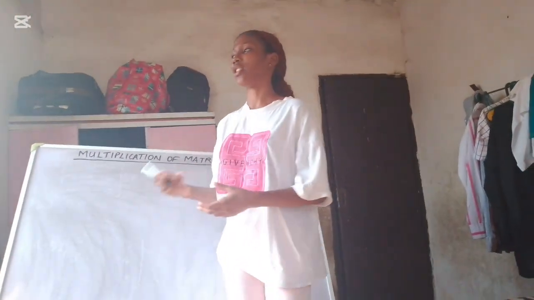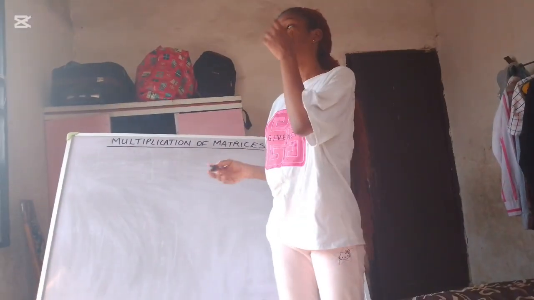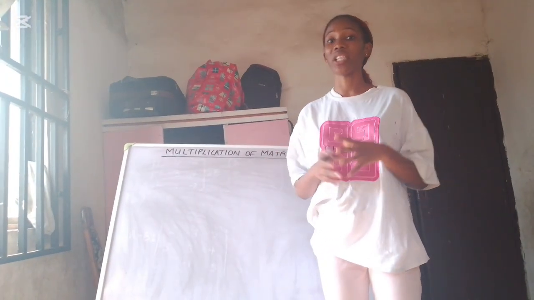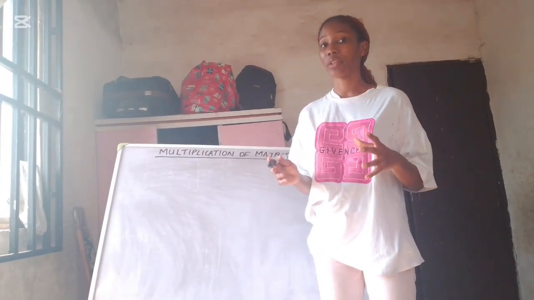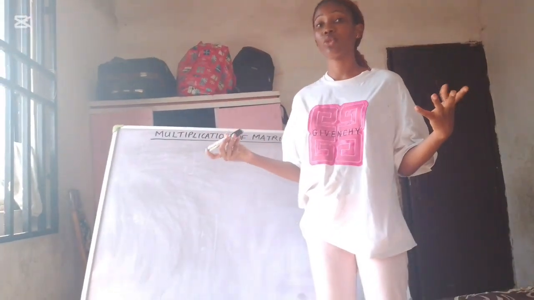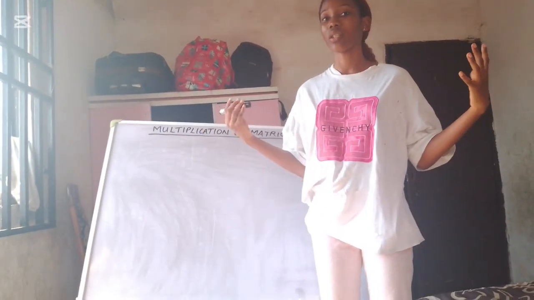Alright, so moving on to multiplication of matrices. It's a bit more complex than addition and subtraction. The rule for adding and subtracting matrices is that they must be of the same order, but the rule for multiplication is quite different. So I'll start off by explaining how you know when two matrices can multiply each other.